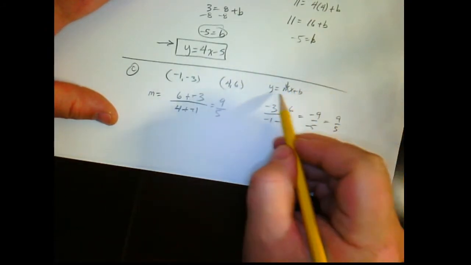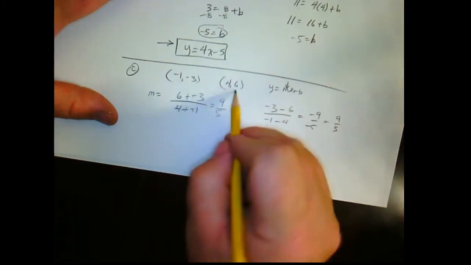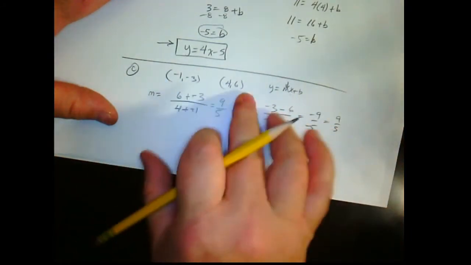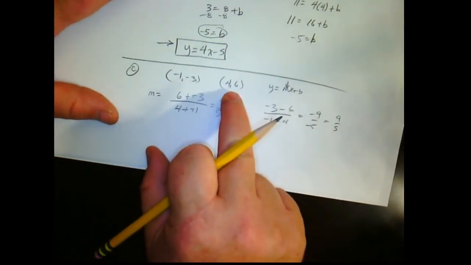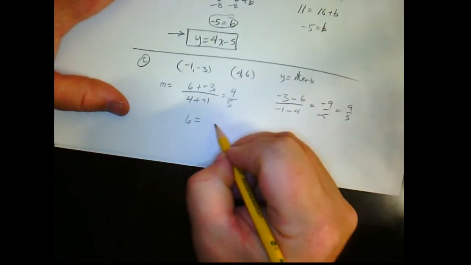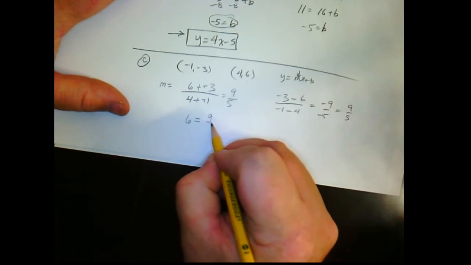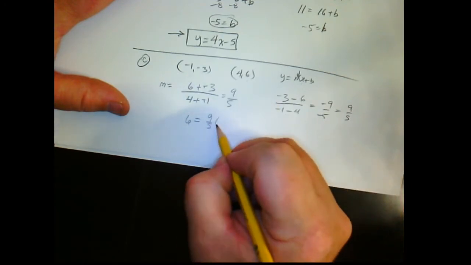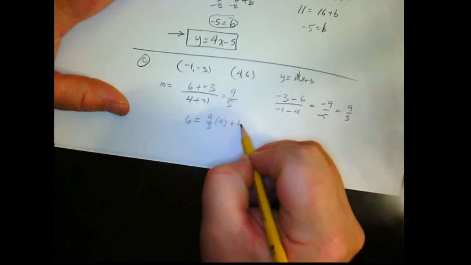We know that, and we know what an x and a y are. We have two examples, right? So let's plug one of them in. I would use the positive numbers. There's fewer chances to make errors with positive numbers. So 6 is y. I've got 9/5, and then times 4 plus b.